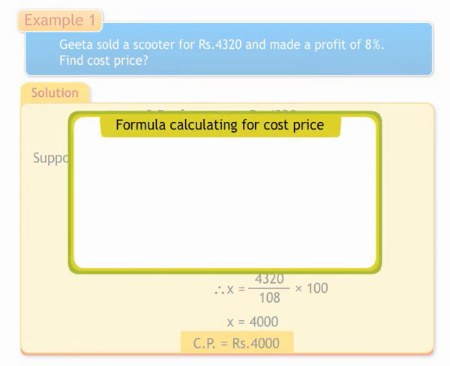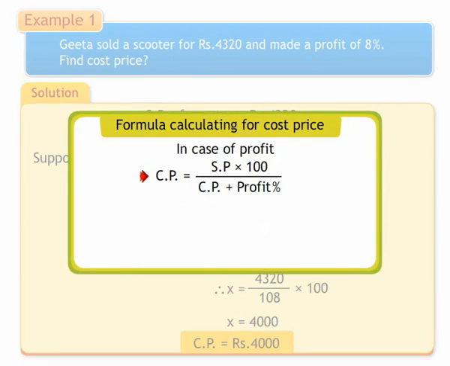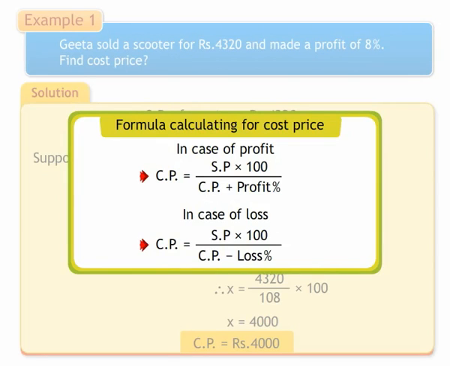Formula for cost price is as follows. In case of profit, cost price is selling price into 100 upon 100 plus profit percent. In case of loss, selling price into 100 upon 100 minus loss percent.